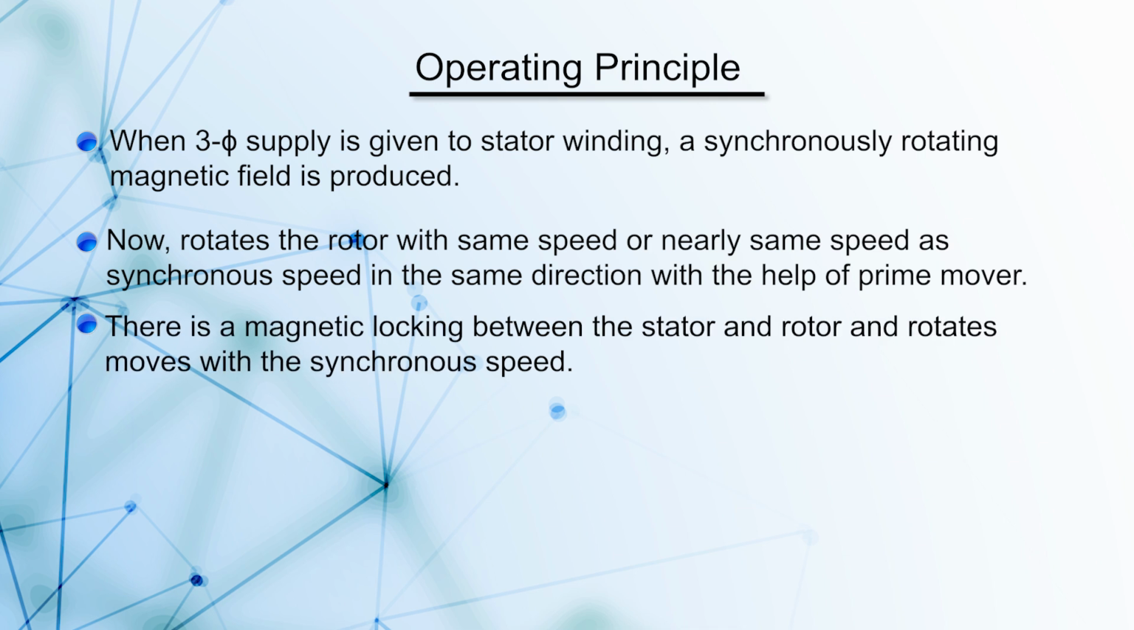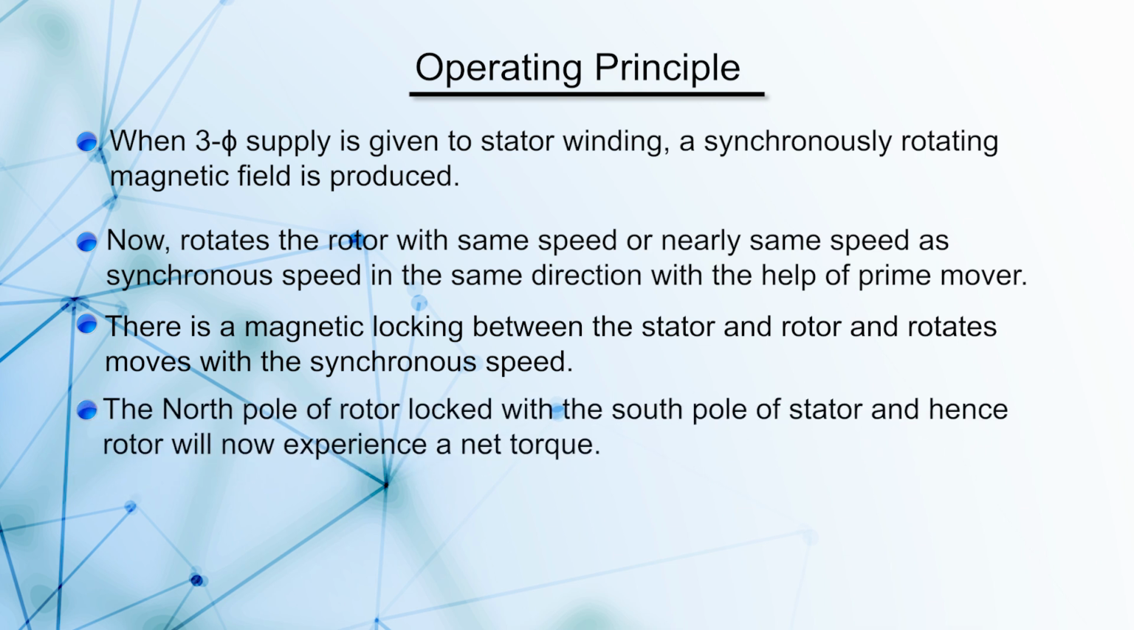After this, there is a magnetic locking between the stator and rotor, which moves with the synchronous speed. So even if you remove that machine, that prime mover, the rotor continues to rotate. We need to start the rotor initially and then it will continue to rotate, because the north pole of the rotor is locked with the south pole of the stator, and hence the rotor will experience a net torque and continue to rotate in the same direction in which we rotated it initially.